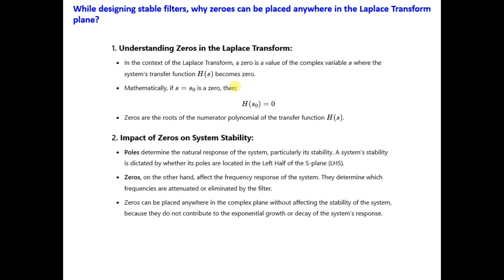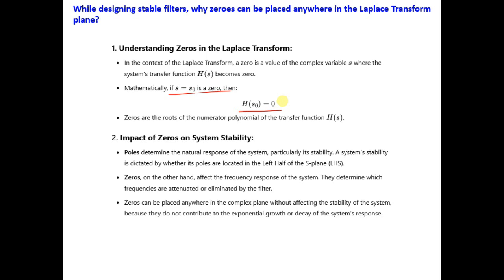So while designing stable filters, why can zeros be placed anywhere in the Laplace transform? Understanding the zeros in the Laplace transform: mathematically, if s is equal to s0, then H of s0 is equal to 0. That means the system stays within the bounded limit. It is not going out of bound. So wherever you place the zero, the solutions will lead to a bounded output.